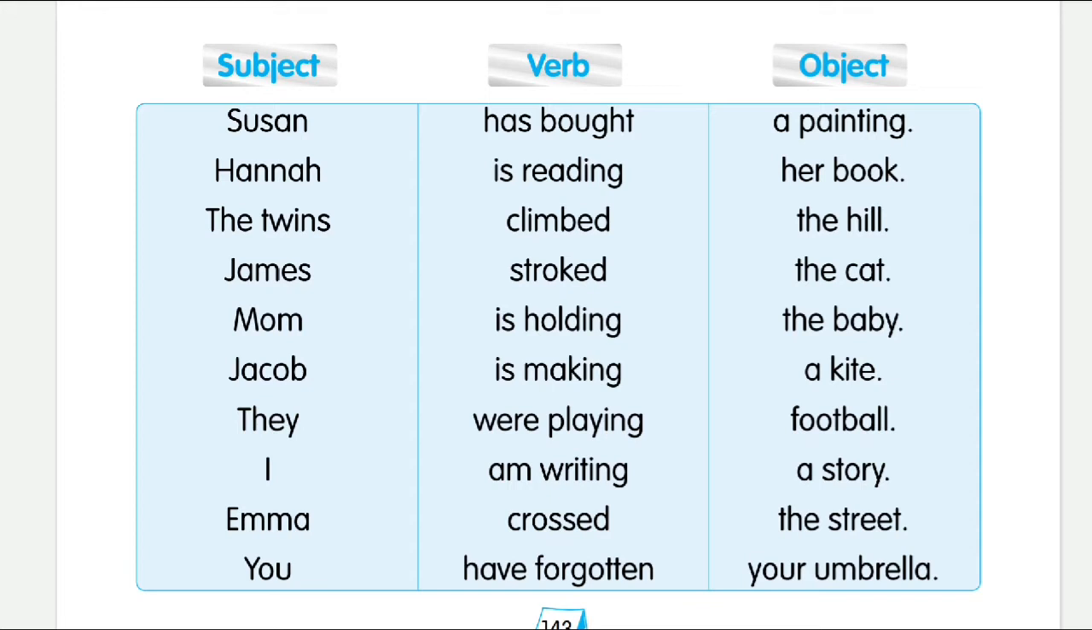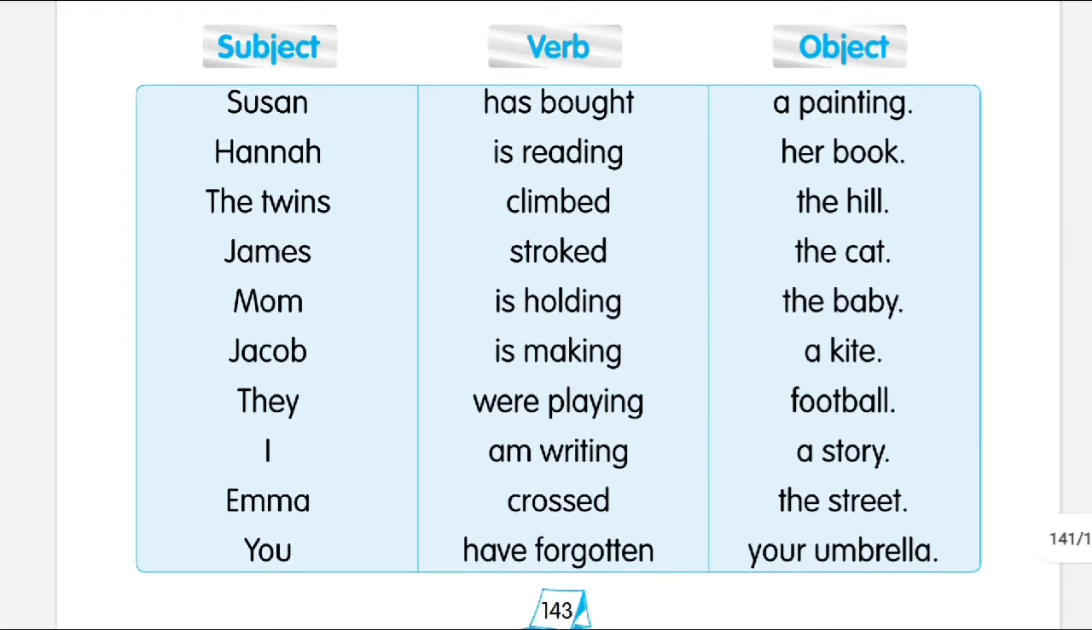Like that, Hannah is reading her book. The twins climbed the hill. James stroked the cat. Mom is holding the baby. Jacob is making a kite. They were playing football. I am writing a story. Emma crossed the street. You have forgotten your umbrella. So here you can see the subjects: Susan, Hannah, James, Mom, I, you, they all are subjects, and the verb is obviously contained, it is very clear, and the things on which these actions are applied are called objects.